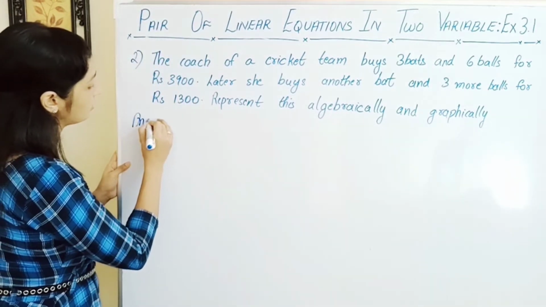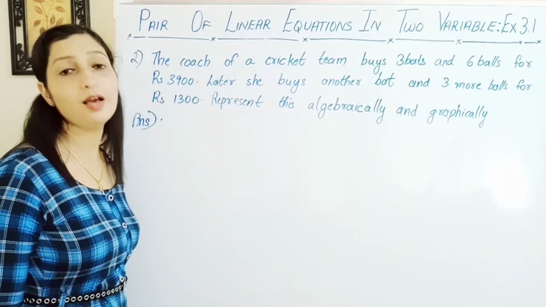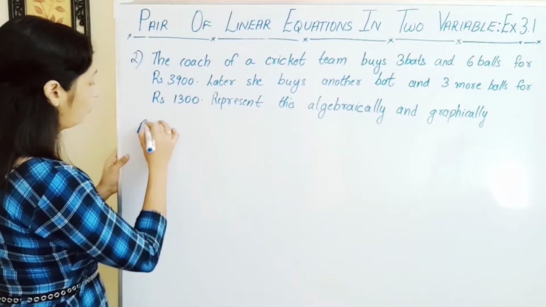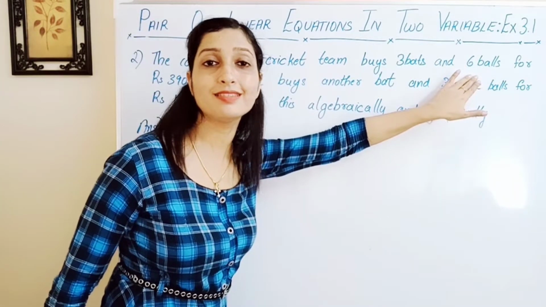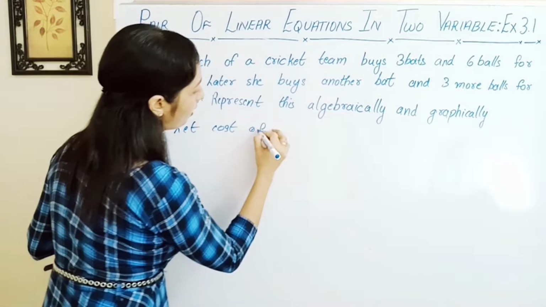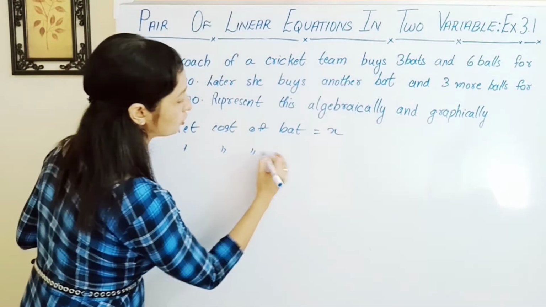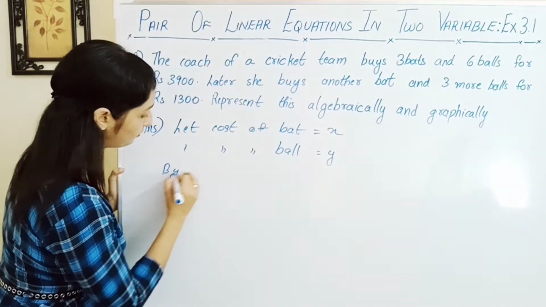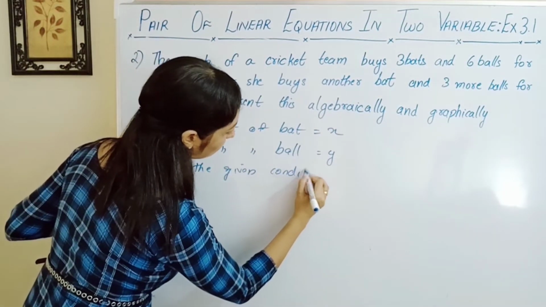So how do we write our answer? We consider the cost of bat and ball with different variables. So how do we find the answer? We consider the cost of bat and cost of ball as 2 different variables. So let cost of bat equal x and let cost of ball be y. Then by the given condition, let's see what is the given condition.